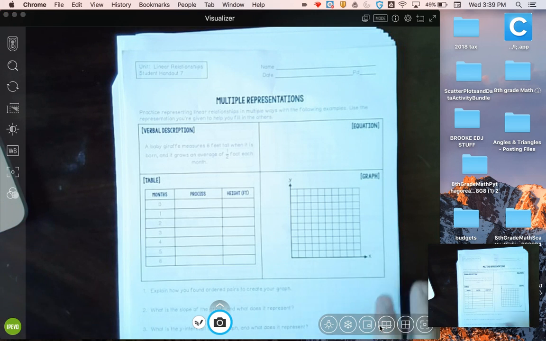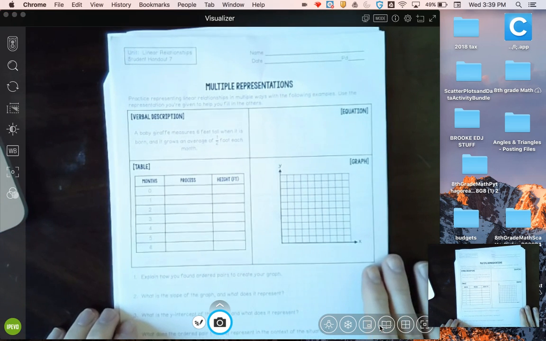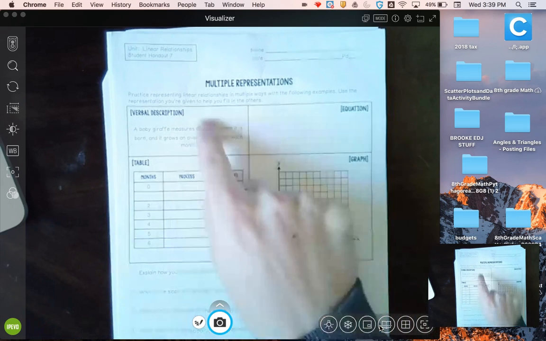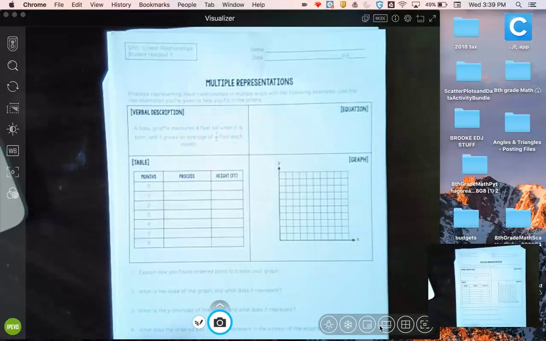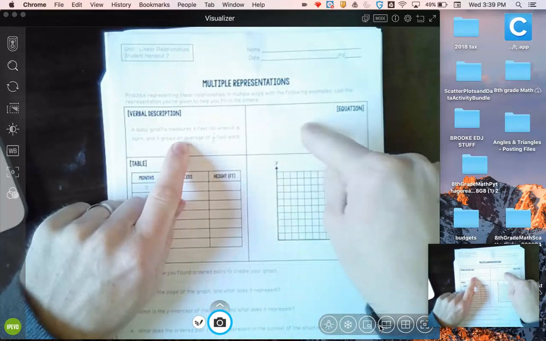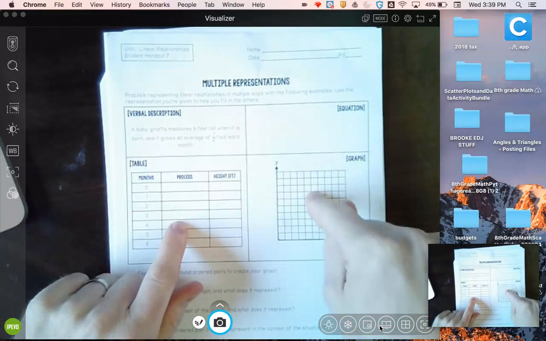So let's take a look here. We had these notes, told you at the beginning. These are the notes that we need. So let's take a look at what we're going to do first here. These are the four things we're going to be talking about. The first one we want to talk about is taking this verbal part, and we're going to make an equation, a table, and a graph.